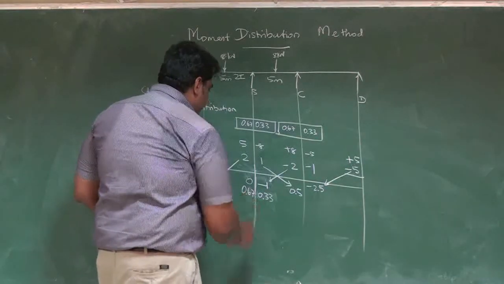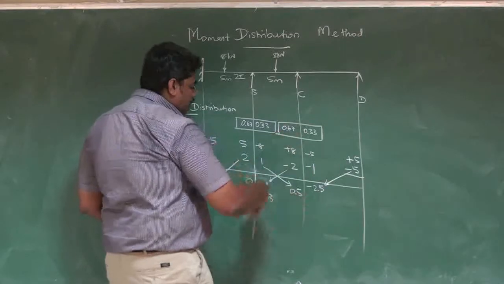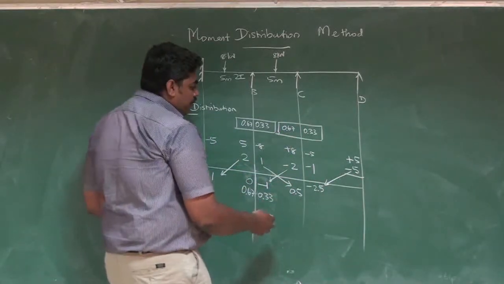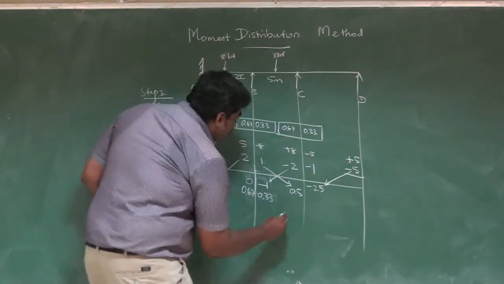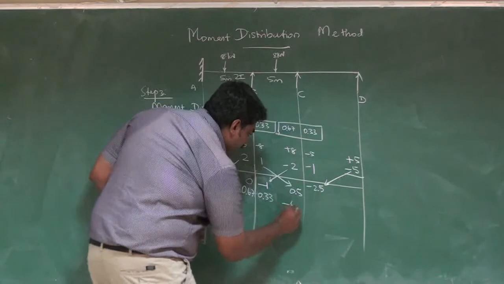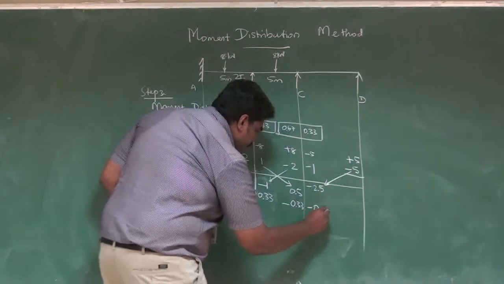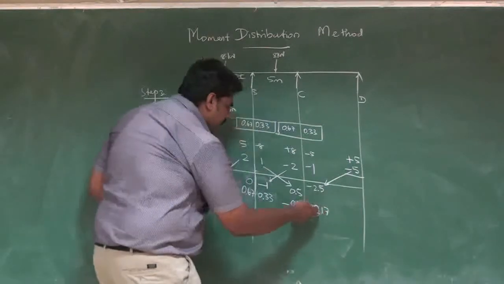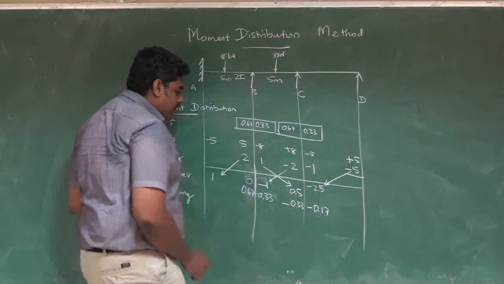These are plus, right? And here it is 0.5, you have to change the sign, it will be minus 0.5. Half of these values will come, right? So 0.67, it will be 0.33 minus 0.33 minus 0.17. So if you add these two values, it should be 0.5. If you add these two values, it should be 1, right?